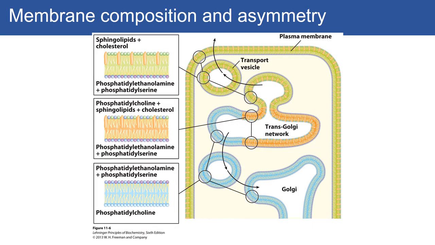Again, so things like if you have a transport vesicle, you have single lipids plus cholesterol on the outside, and on the inside you have phosphatidylethanolamine plus phosphatidylserine. In things like a trans-Golgi network, you have phosphatidylcholine plus sphingolipids plus cholesterol on the outside, whereas on the inside you have phosphatidylethanolamine and phosphatidylserine. On the Golgi, you have phosphatidylethanolamine and phosphatidylserine on the outside, and phosphatidylcholine on the inside.